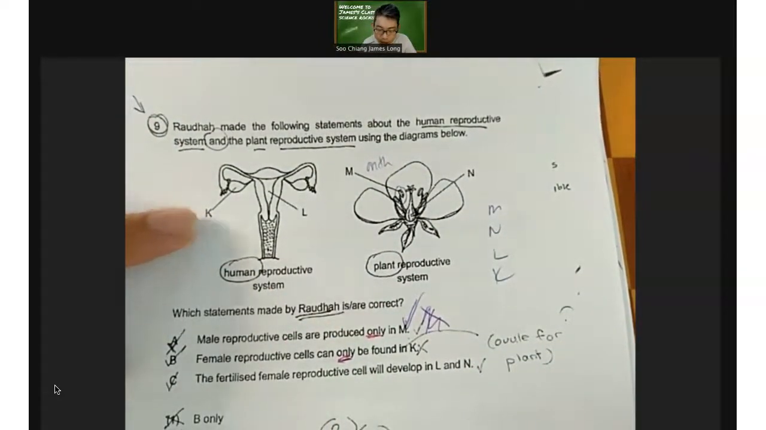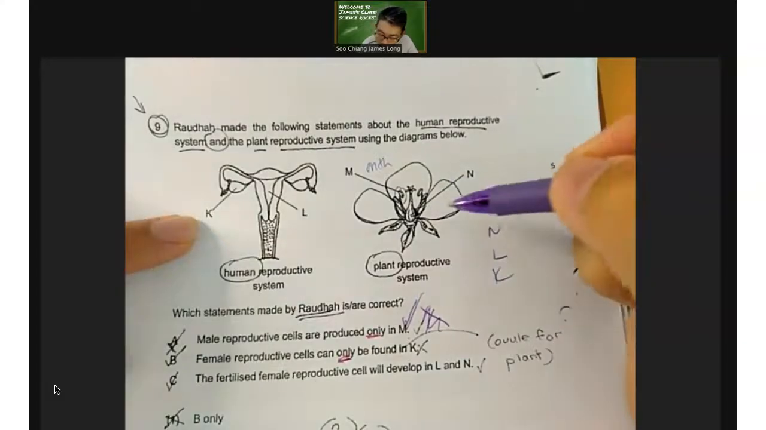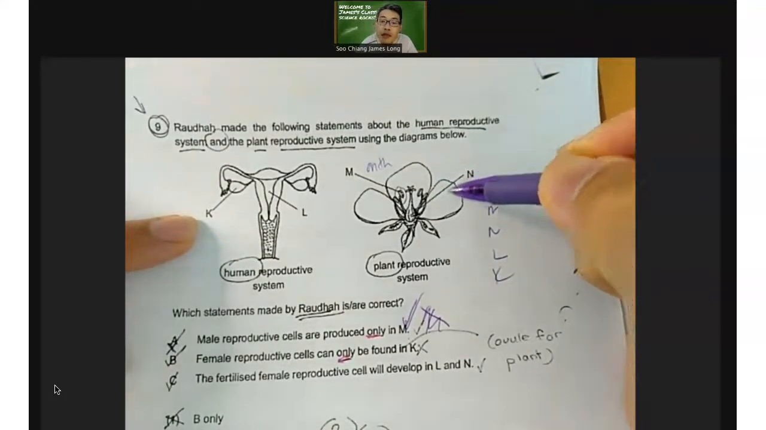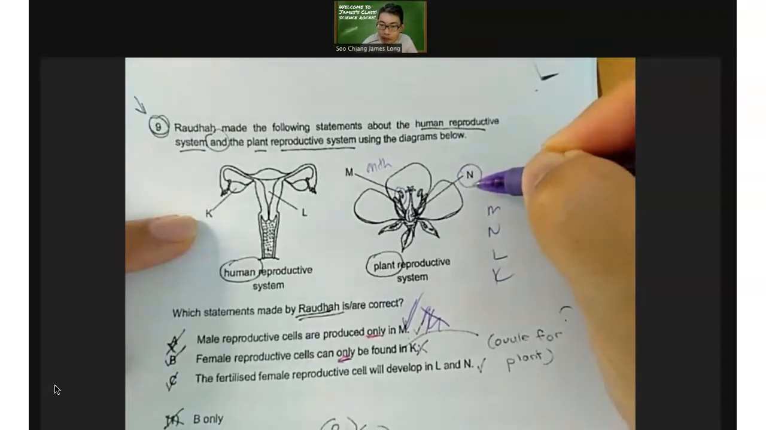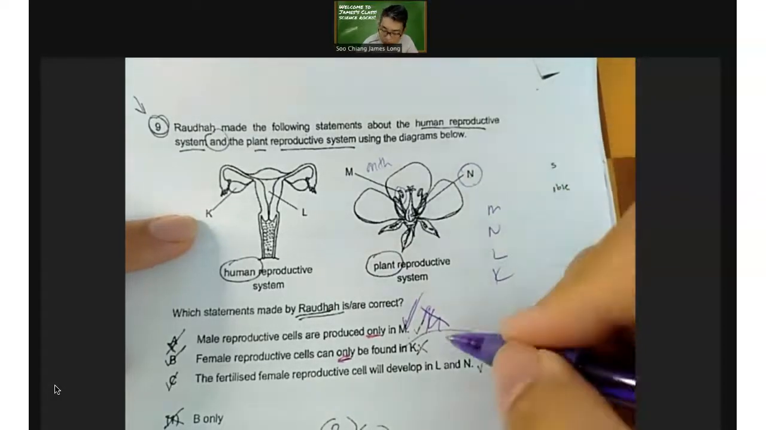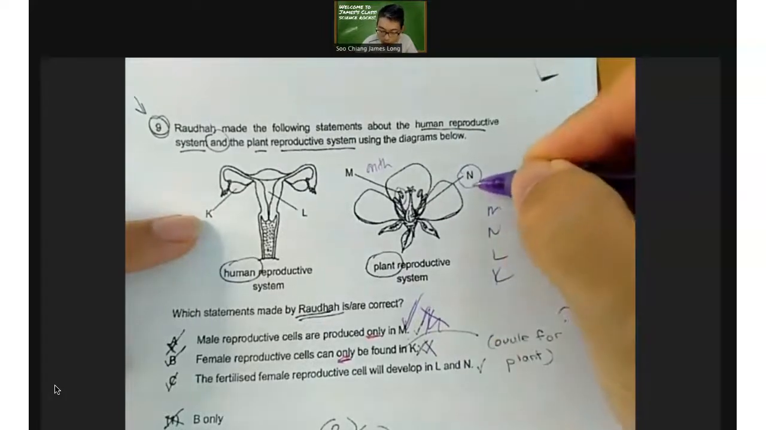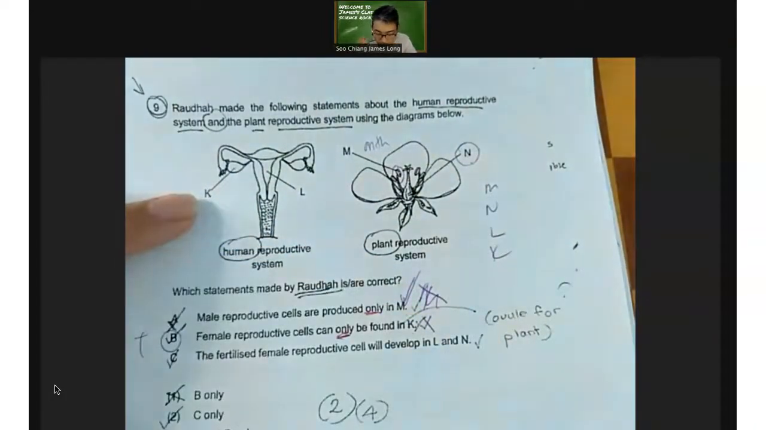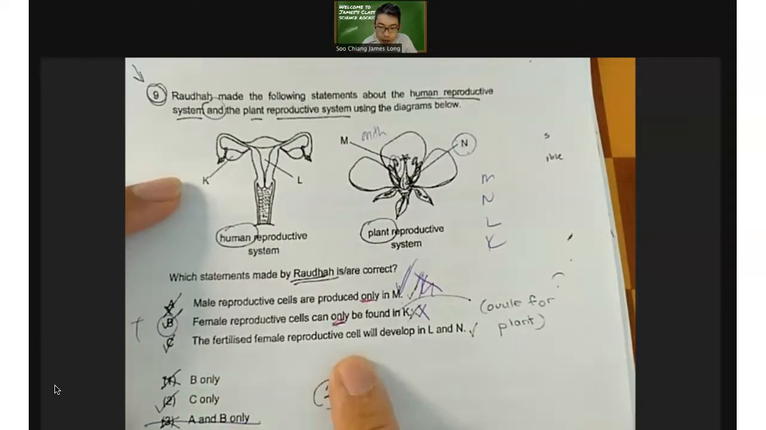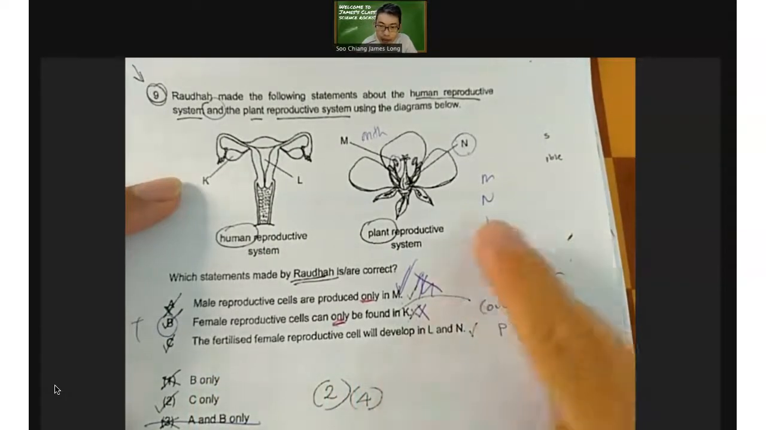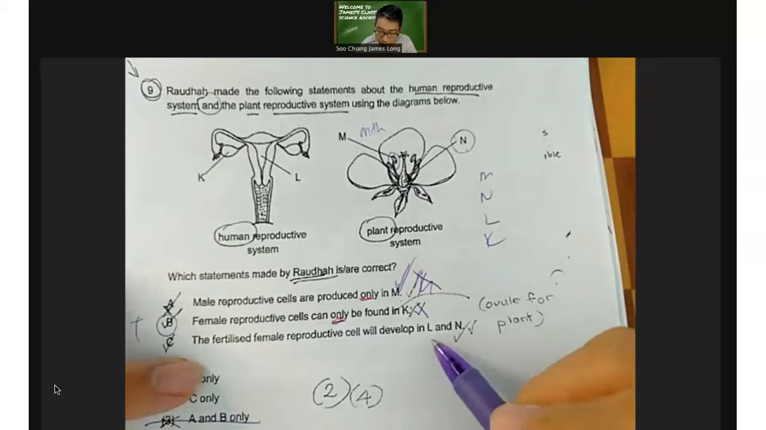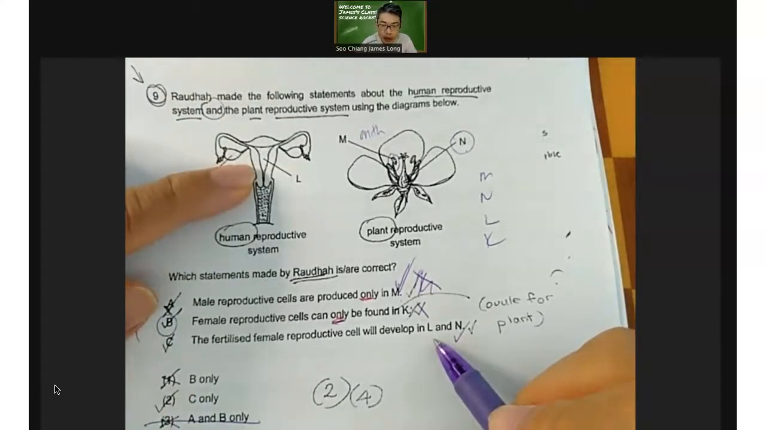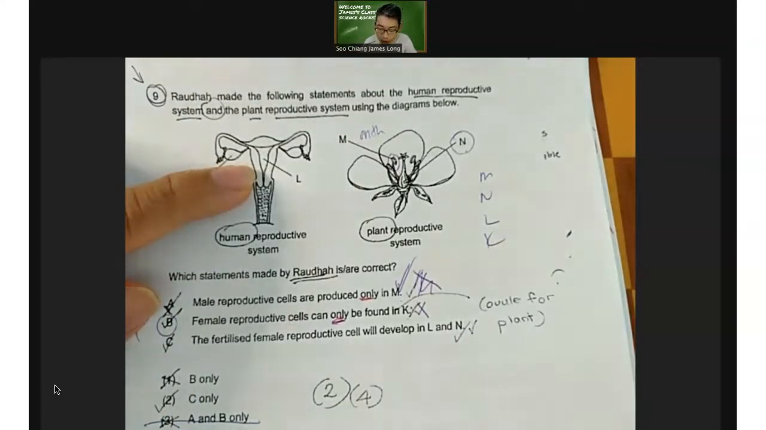female egg cell. Alright, let me see. How about this part? N is the ovary here. There's also N, right? It's a female, it contains the ovules, the female reproductive cell. So this is not true. It's not only in K, it's also in N. So B must be true. The fertilized female reproductive cell will develop in L and N. Okay, N is true, right? The fertilized cell will develop here as ovules to become seed. And in this case here, L is the womb, and that's where the fetus will start to develop into a baby eventually. So that's true.